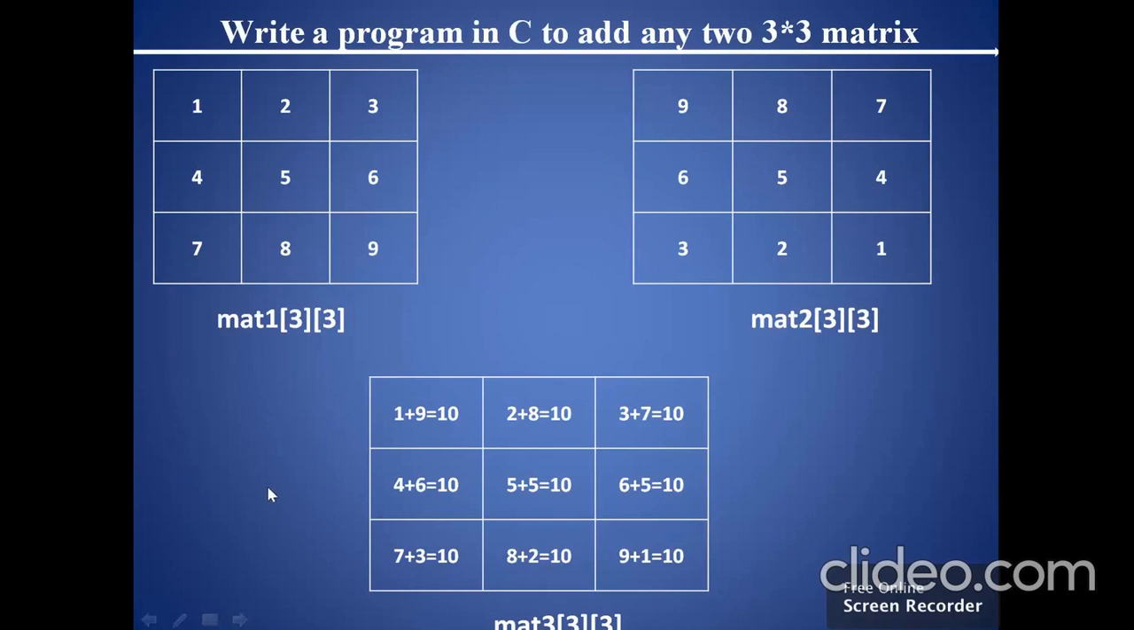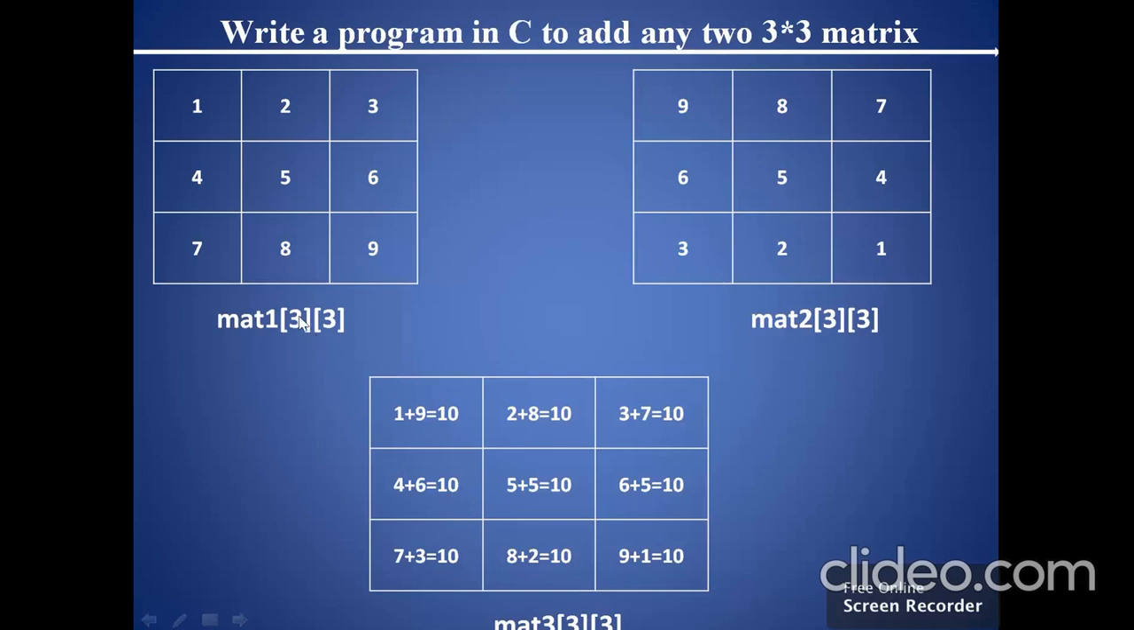So the program I am going to discuss here is: write a program in C to add any two 3 into 3 matrix. For writing this program, we need the help of 3 matrices. So this will be the first matrix. The name of the first matrix is mat1[3][3]. And this will be the second matrix. The name of the second matrix is mat2[3][3]. And this will be the third matrix. The name of the third matrix is mat3[3][3].